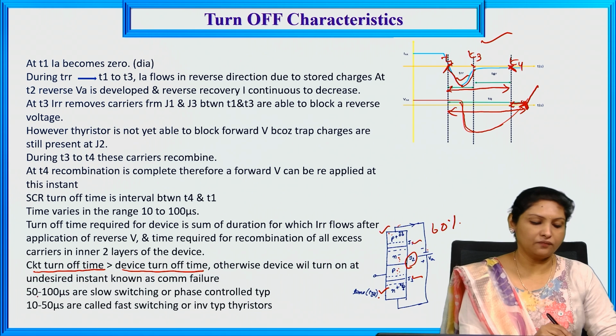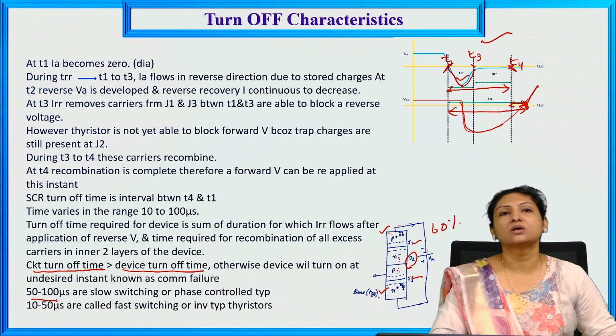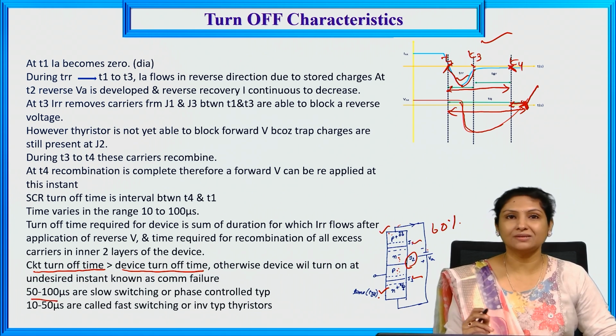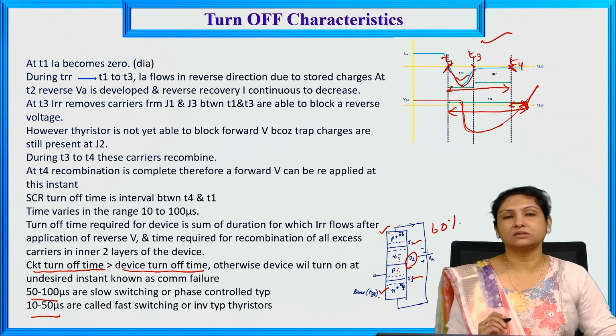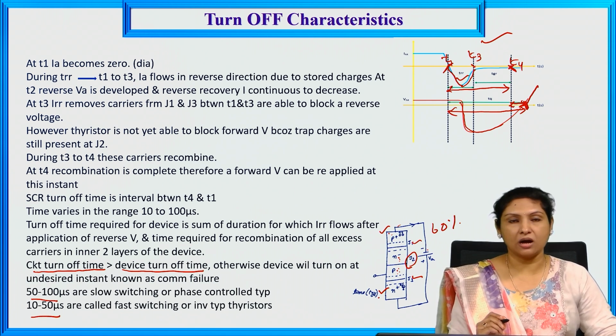And here 50 to 100 microseconds are slow switching or phase control type SCRs, and 10 to 50 microseconds are fast switching or inverter type SCRs.